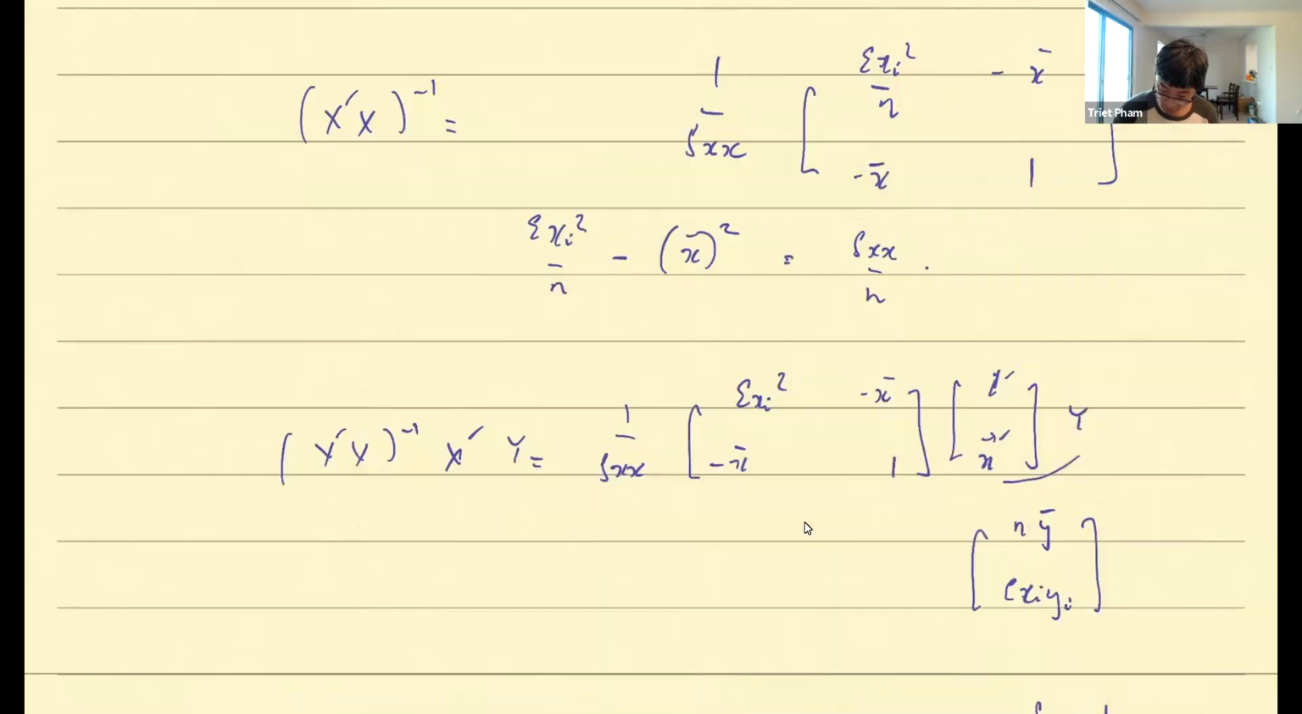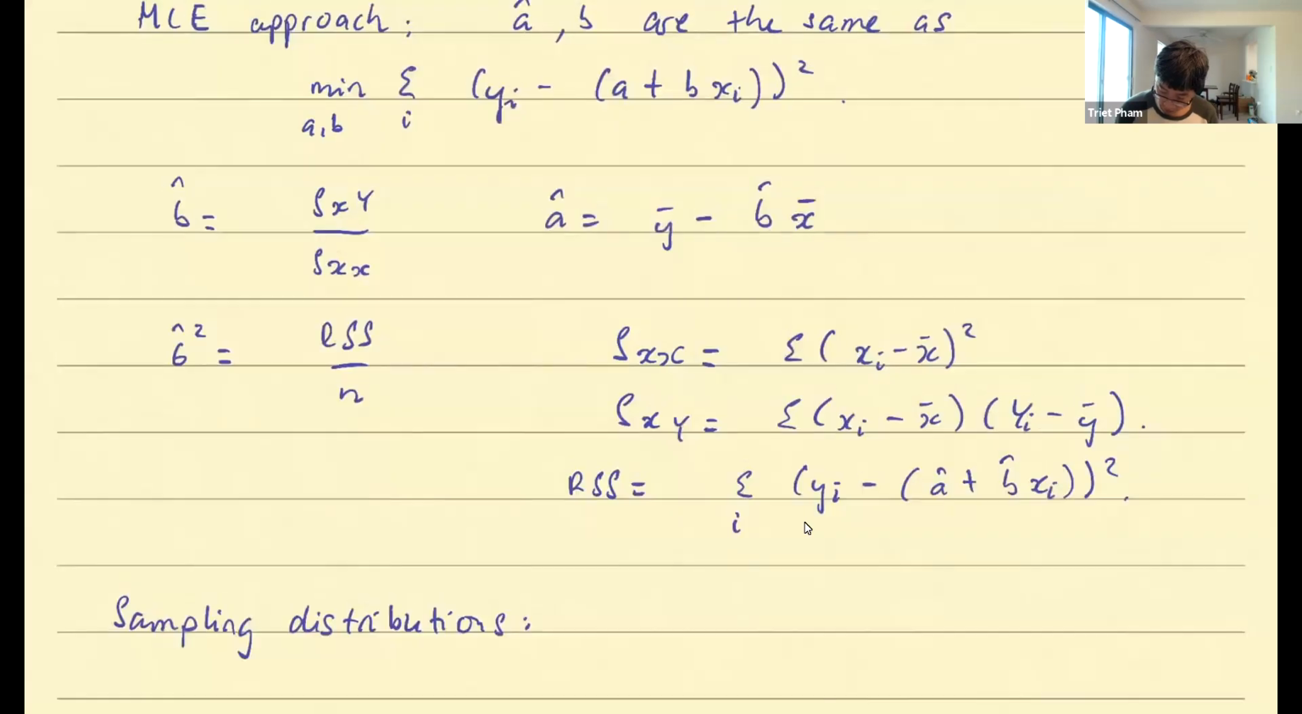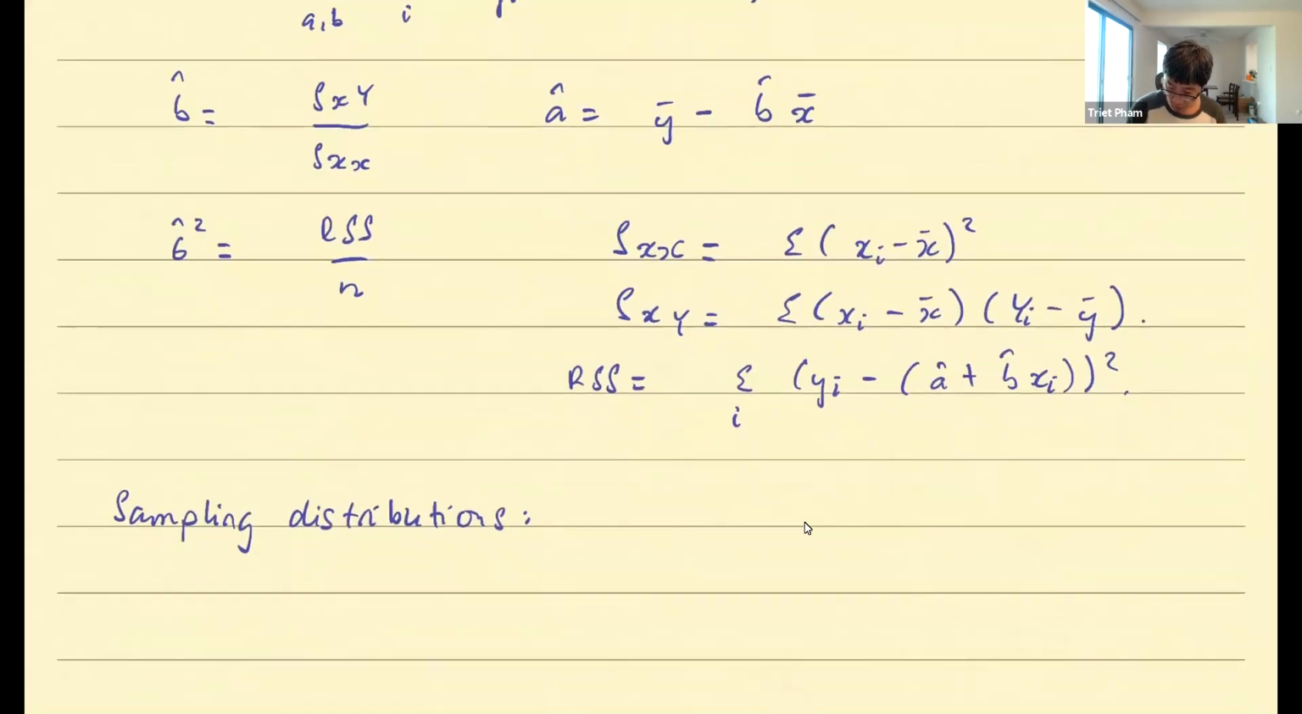So maybe let me talk about the other formulation real quick, which is very simple anyway, but is helpful to look at. Another framework for linear regression.